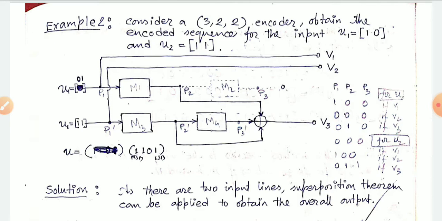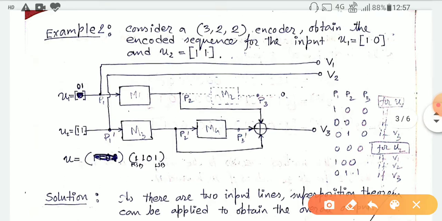Today we discuss convolution code with another kind of example. Consider a (3,2,2) encoder. Obtain the encoded sequence for the input U1 is 10 and U2 is 11.